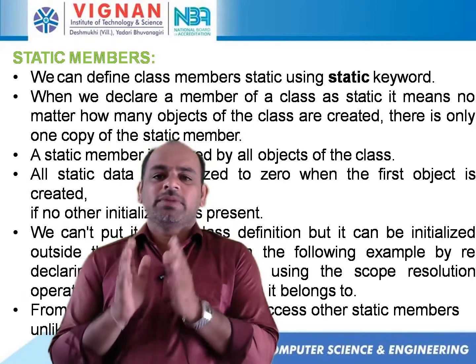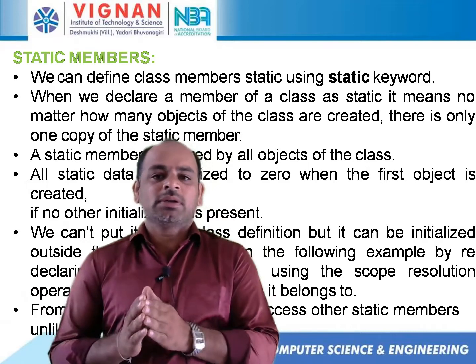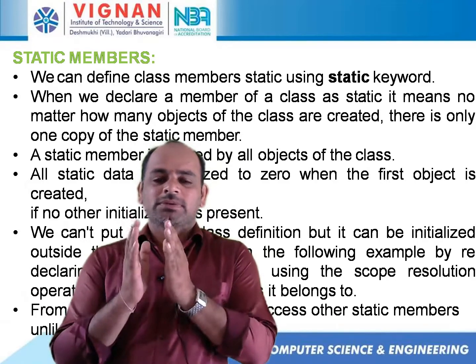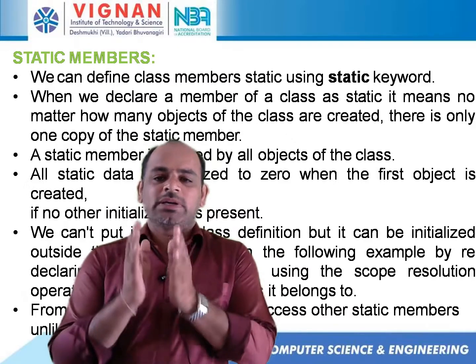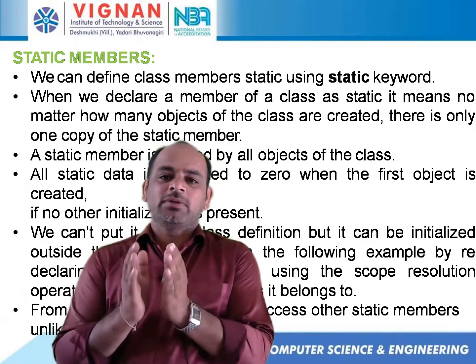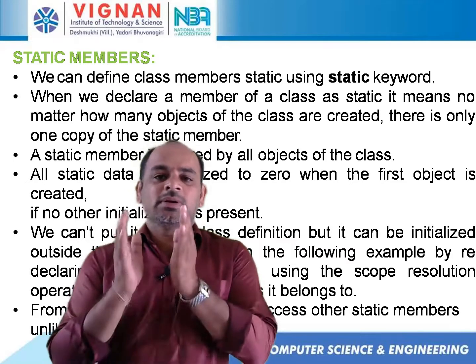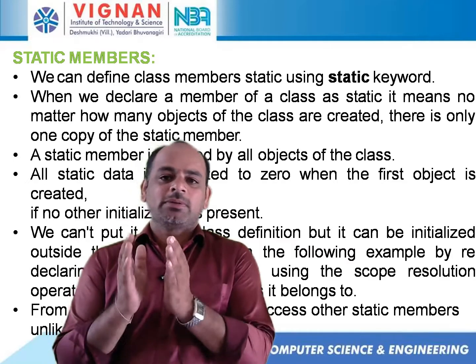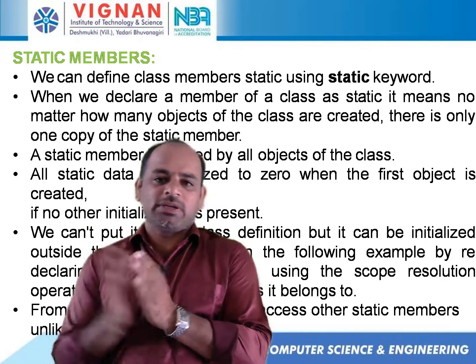Generally, when we declare normal non-static members, suppose a class has non-static members, and when we create objects of that particular class, for every object one copy of those members will be created. That is, for each object creation, separate memory will be allocated for each member.